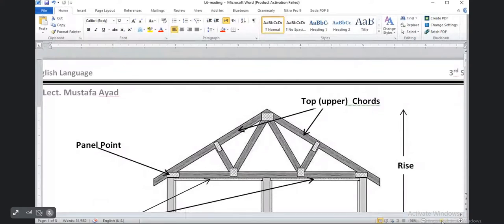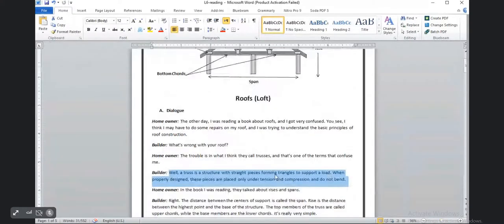Okay? So that's a definition for a truss. So when someone asks you what a truss is, this is the simplest definition. Okay? Ahmed Raad, what's your class? A, doctor. Class A. Thank you very much, Ahmed Raad.